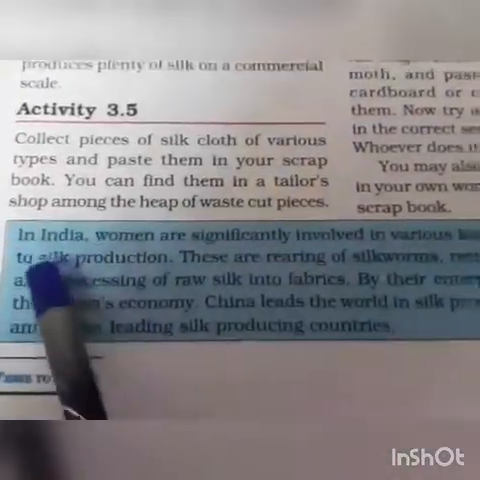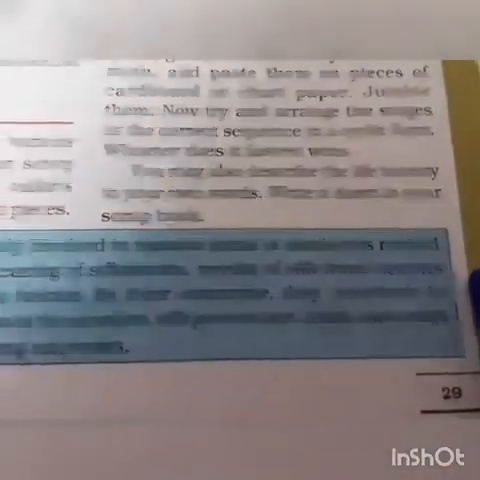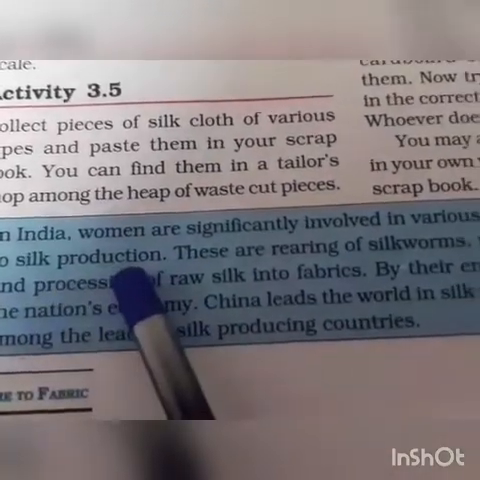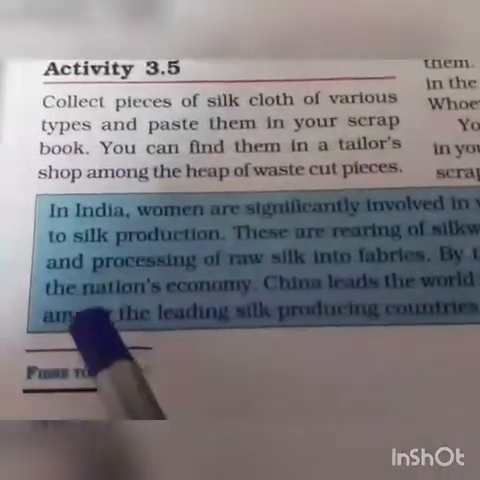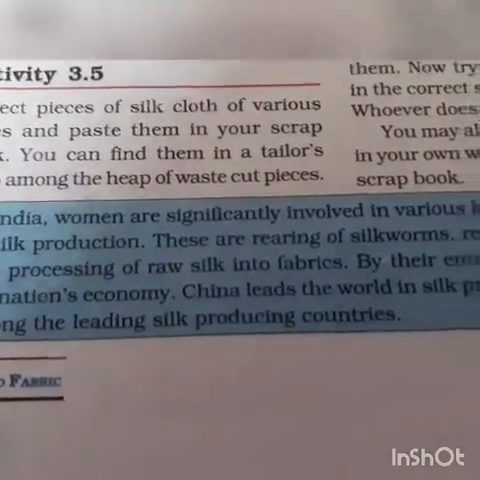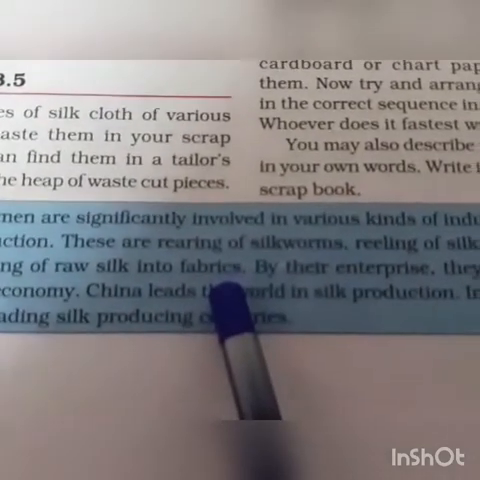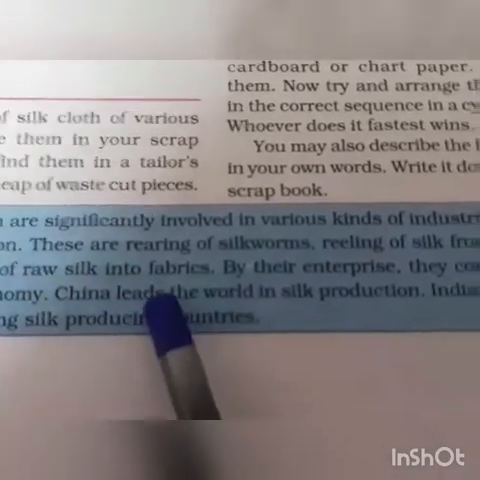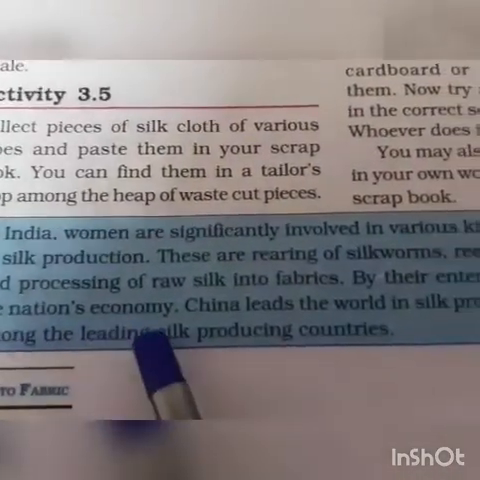Now we'll read this. In India, women are significantly involved in the various kinds of industries related to silk production. These are rearing of silkworms, reeling of silk from cocoons, and processing the raw silk into fabrics. All this basic work of silk production, like rearing of silkworms, reeling of the silk, and producing raw silk, is done by women in many parts of our country, and then that silk is converted into fabric. By their enterprise, they contribute to the nation's economy.